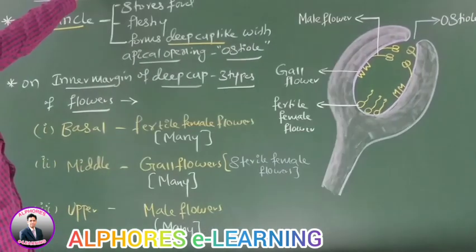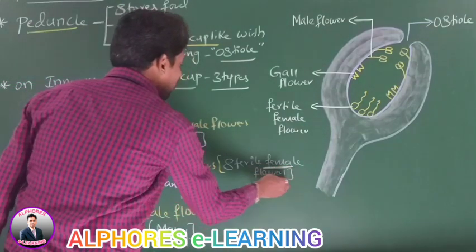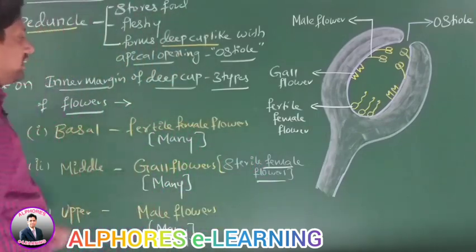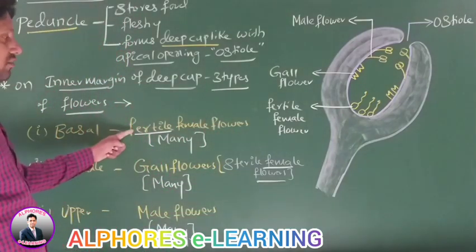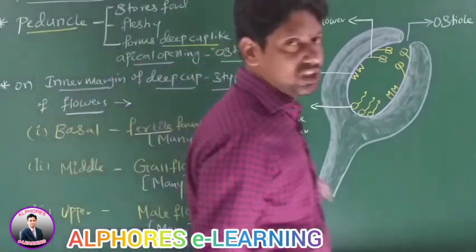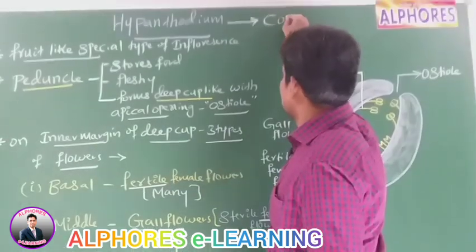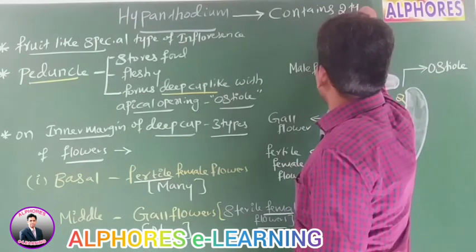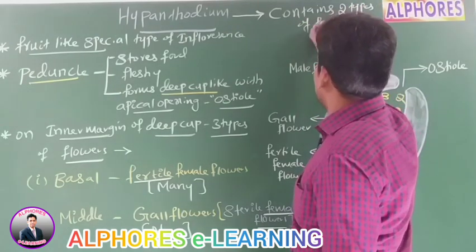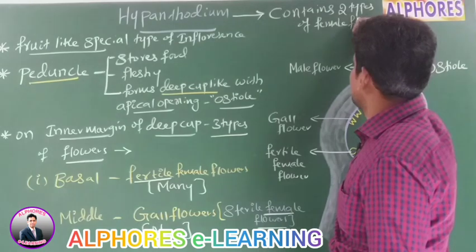Now you tell me, in Hypanthodium inflorescence, how many types of female flowers are present? Two types of female flowers are present. What are they? Fertile female flowers and sterile female flowers. In which inflorescence? Hypanthodium inflorescence. Therefore, Hypanthodium inflorescence contains two types of female flowers.